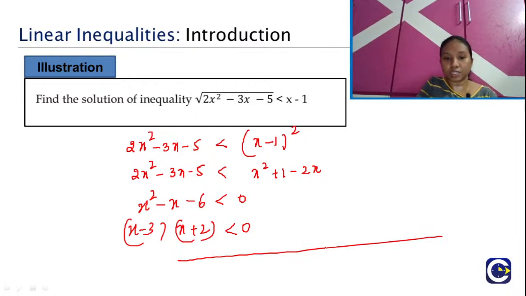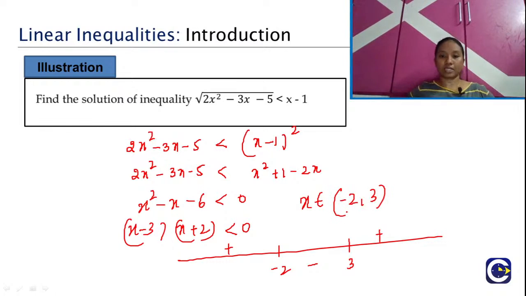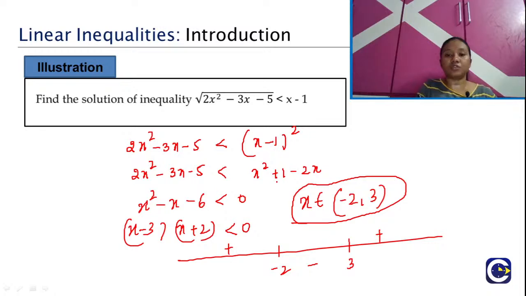Again wavy curve method, that is minus 2 and plus 3. So plus, minus and plus, so less than. So here x belongs to minus 2 comma 3, both are open brackets, right? So this is our interval after squaring on both sides, but we have to take the intersection of our condition interval as well as this solution interval. So what is our condition interval? x belongs to 5 by 2 comma infinity, where 5 by 2 is included.